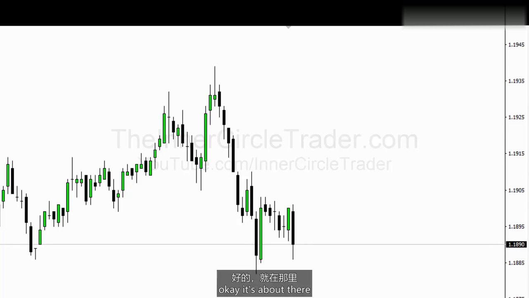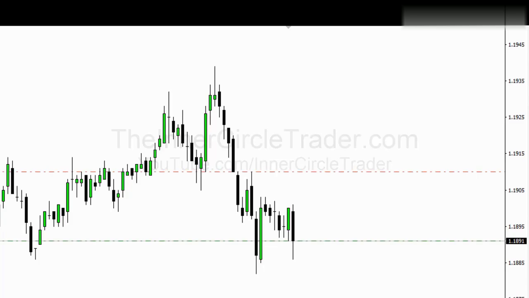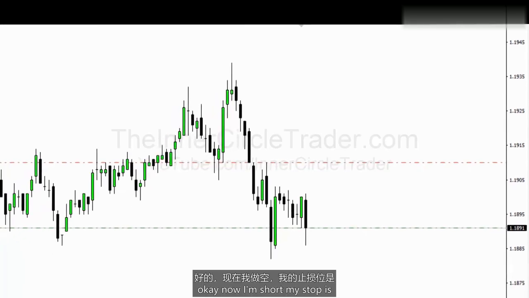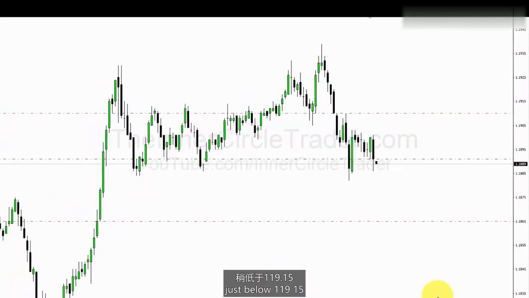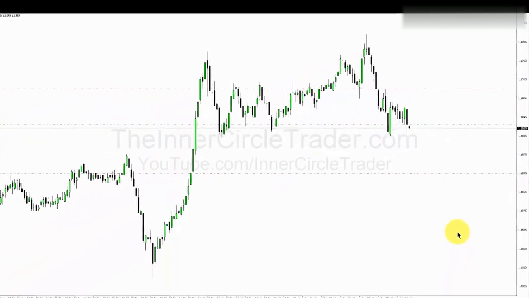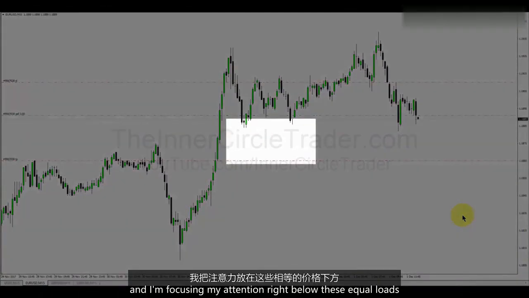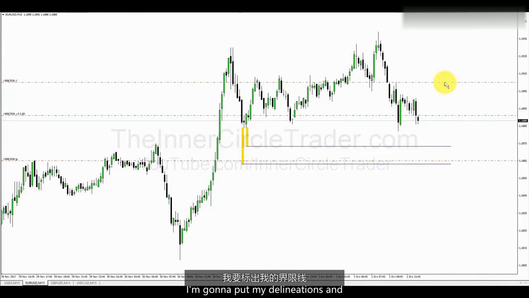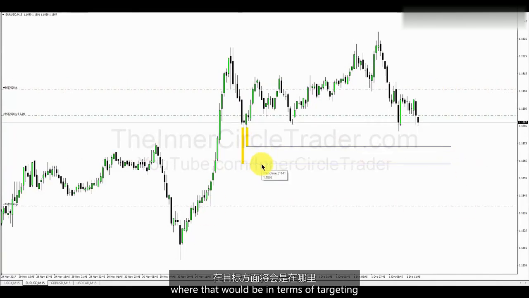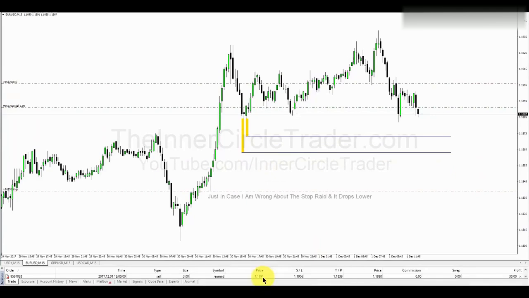Okay, it's about there. My finger's on the trigger. All I have to do, boom. Okay, now I'm short. My stop is just below 119.15. And I'm focusing my attention right below these equal lows because I want to see a sell stop raid. So I'm going to put my delineations on where that would be in terms of targeting.